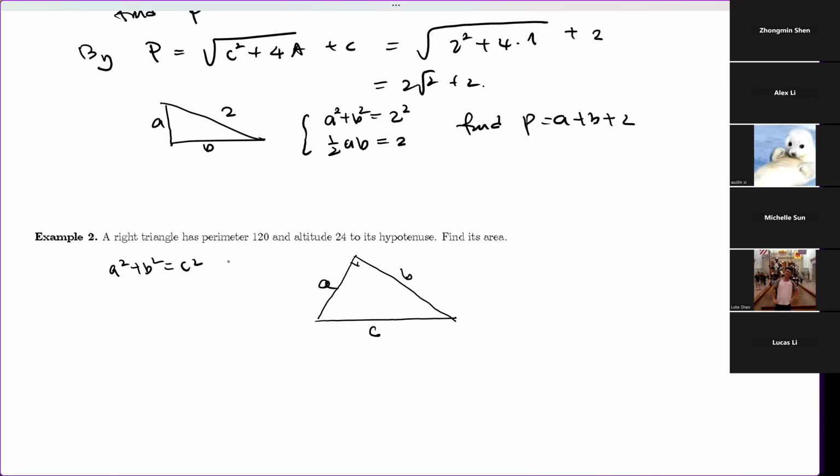Then write down the given information. You are given the perimeter. And you have the altitude, so H is going to be 24. Those are the given information. And then you need to find the area. Area is half of A times B. So there are lots of variables here.